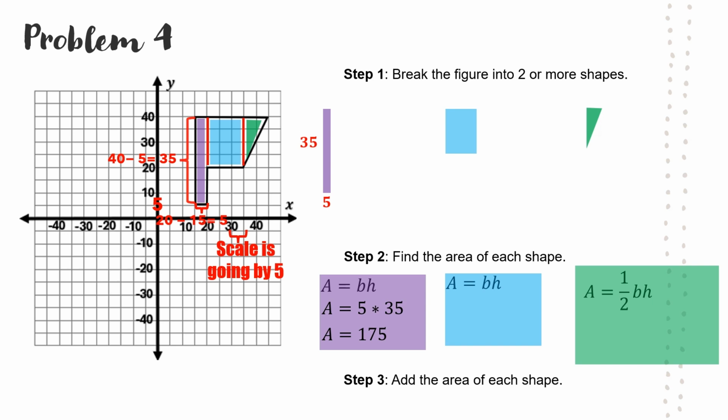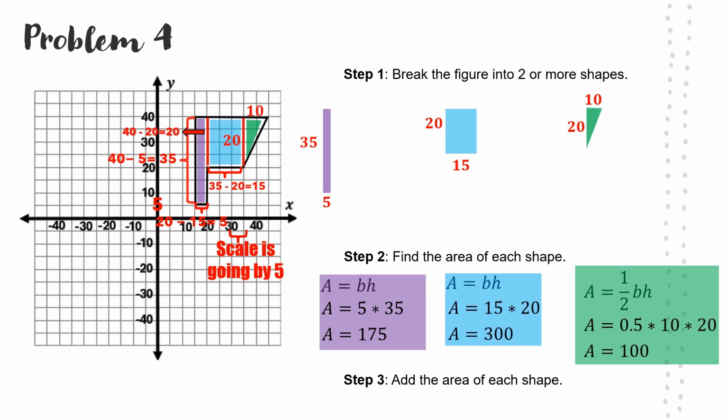Next we need to determine the base and the height of the shorter rectangle and the triangle. Once the base and the height have been determined, the next step would be to apply the area formulas. The area of the shorter rectangle will be 300 and the area of the triangle will be 100. Now that the area of each shape have been determined, we can add the areas to find the total area of the composite shape. After adding the area of each shape, we get that the area of the composite figure is 575.